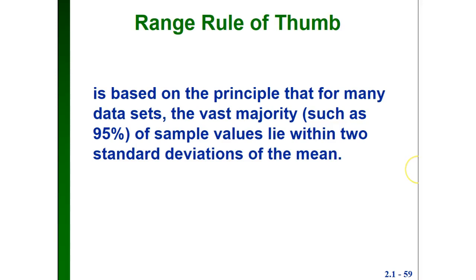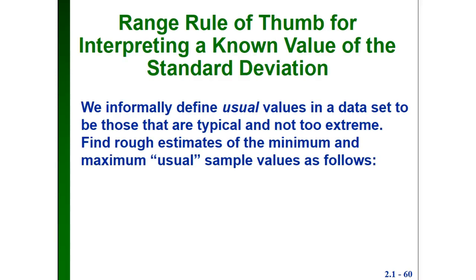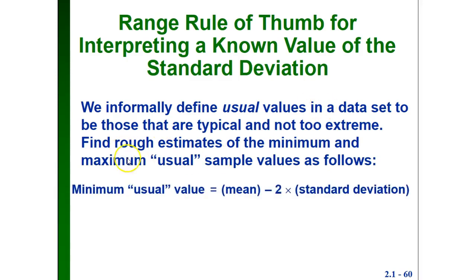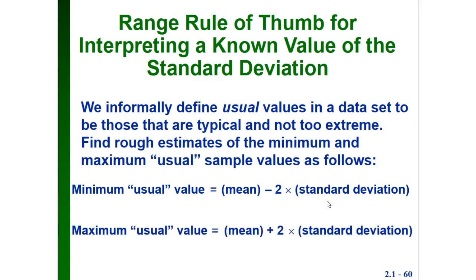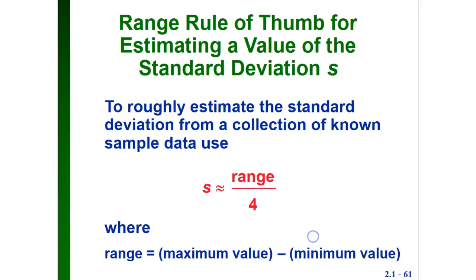The range rule of thumb is based on the empirical rule that says about 95% of sample values lie within 2 standard deviations of the mean. So usual values are ones that we think are typical and not too extreme. So they'd be ones that were in that middle 95% of the data. So our minimum usual value is the mean minus 2 standard deviations. And our maximum usual value is the mean plus 2 standard deviations. So these are the two cutoffs for where we would consider something to be a usual value.